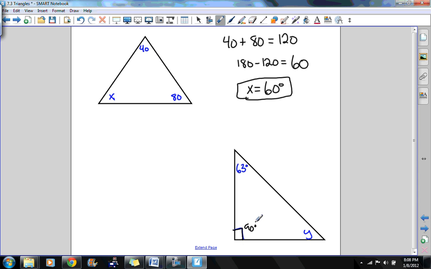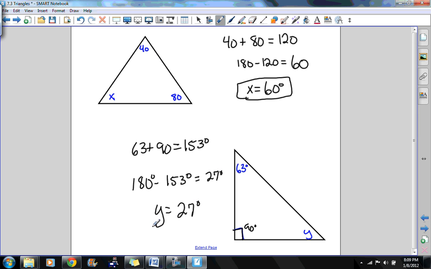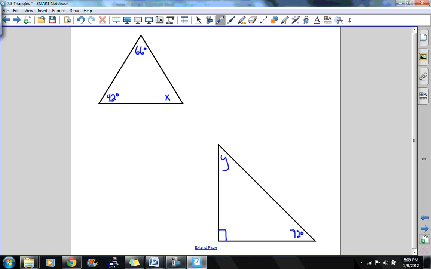Alrighty, so this one down here, this symbol means that we have a 90-degree angle on our hands. Same thing we did up here. 63 plus 90 is equal to 153. Okay? And then I'd have to go 180 minus that 153 to give me 27. Therefore, y has to be equal to 27 degrees. There you go. Let's do one more example before I let you go off on your own here.